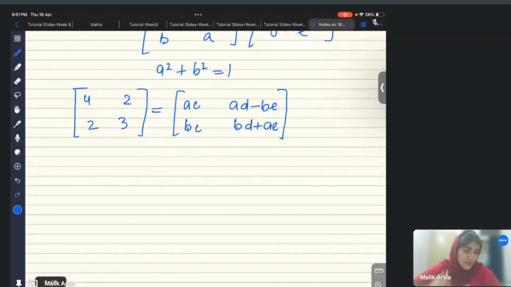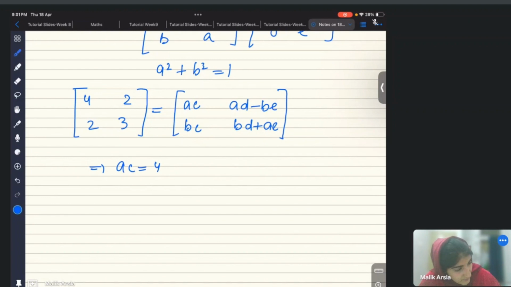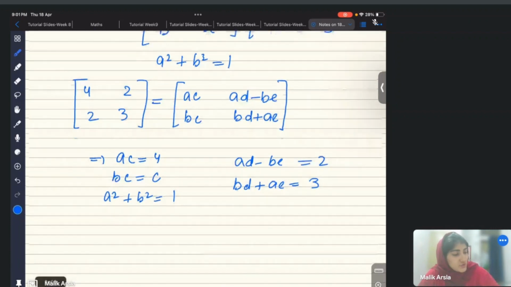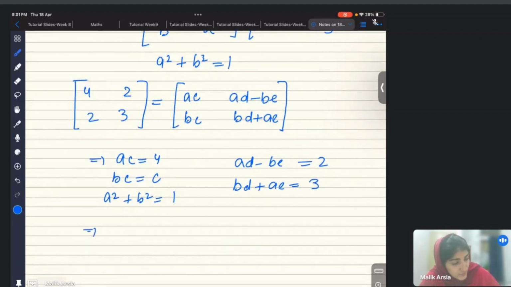Now our A is equal to 4, 2, 2 and 3, and we have to write it as this. Multiplying these two matrices, it is AC, then the second entry will be AD minus BE, the third will be BC, and the last will be BD plus AE. So from here AC is equal to 4, BC is equal to 2, A square plus B square is equal to 1, AD minus BE is equal to 2, and BD plus AE is equal to 3. So from equations 1 and 2, we know that A square plus B square times C square is equal to what?